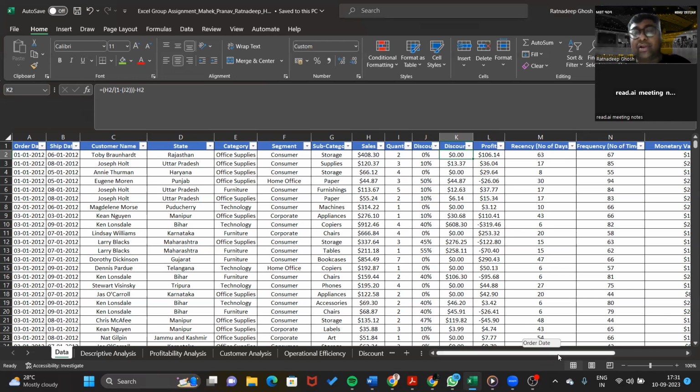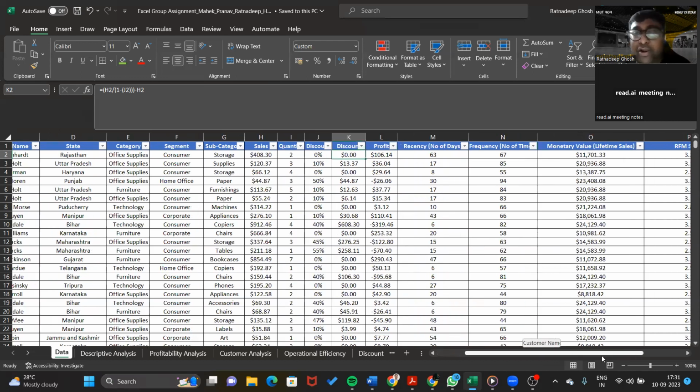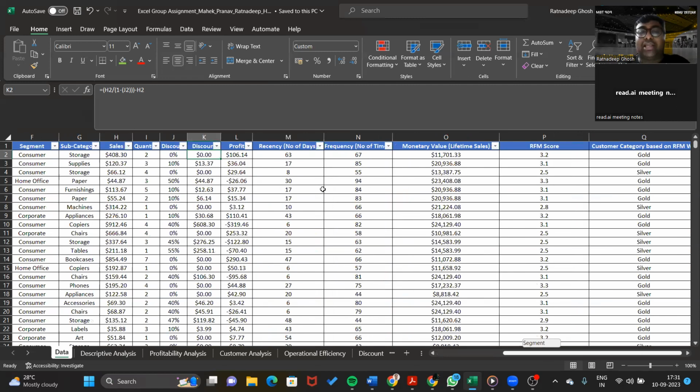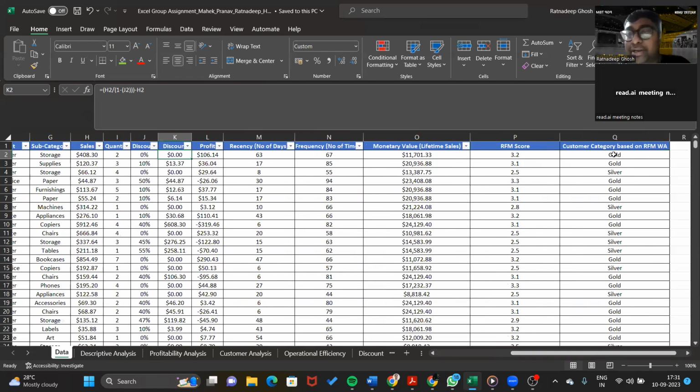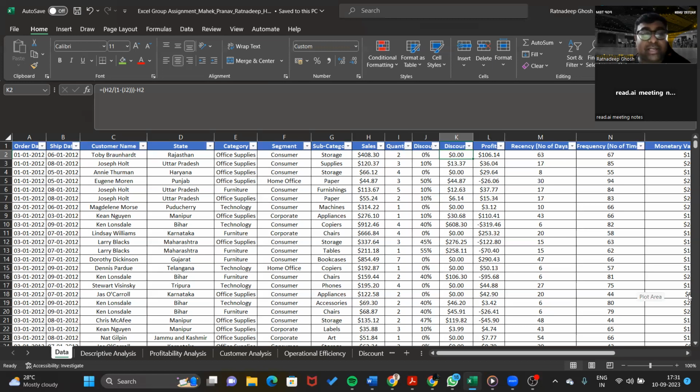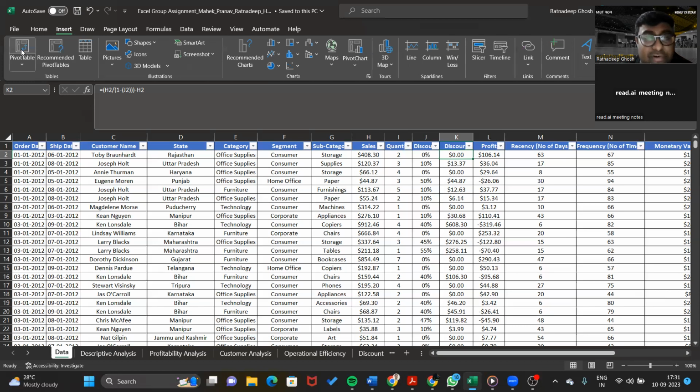So, of course, then I calculated the frequency and also the monetary values for the lifetime sales, giving weightages like 20%, 30%, and 50%, respectively, for recency, frequency, and monetary value. I calculated the RFM score and also gave the customer category, like in terms of gold, silver, platinum, and bronze. So this is how I prepared the data, and from the data I selected, I did the pivot tables. In the pivot table, I directly shift to the file sheets I created.